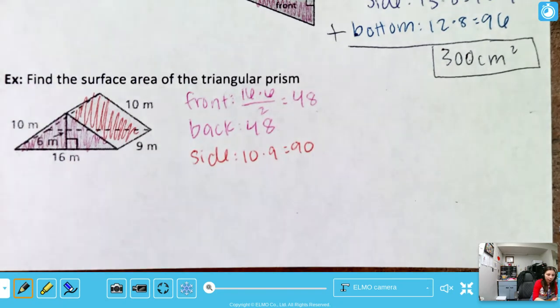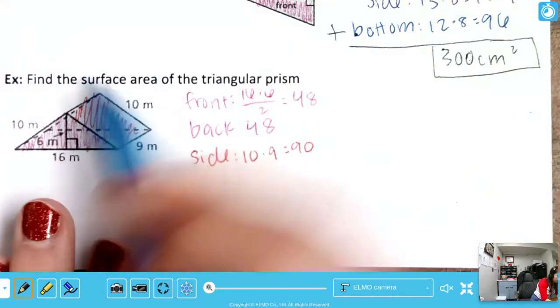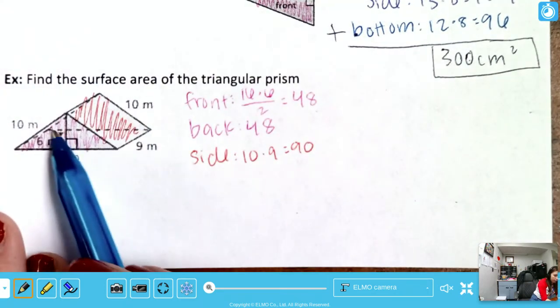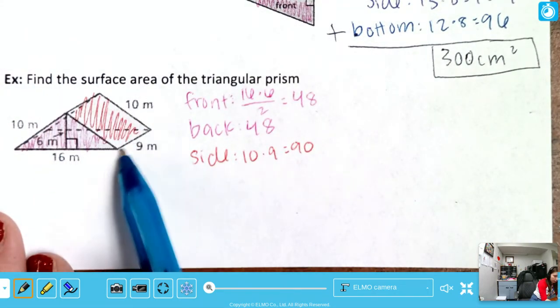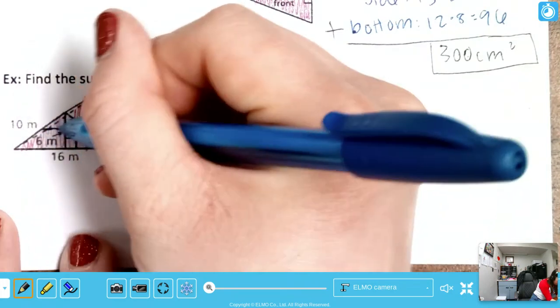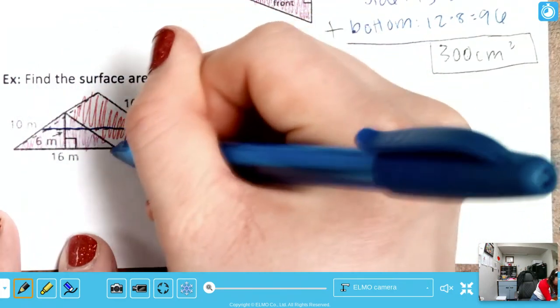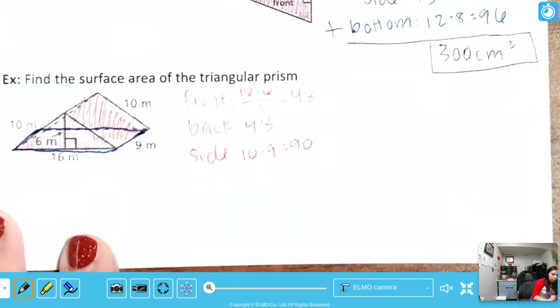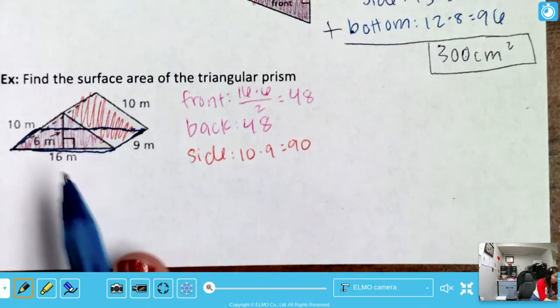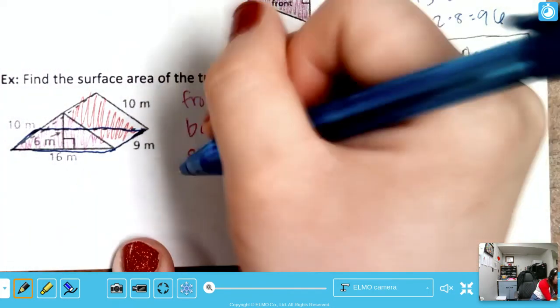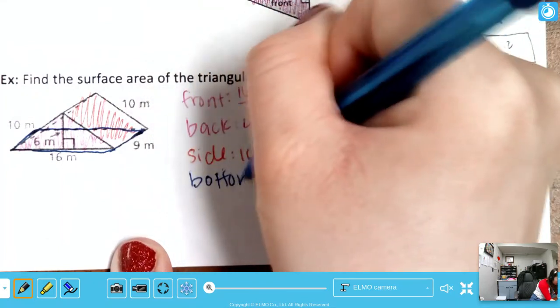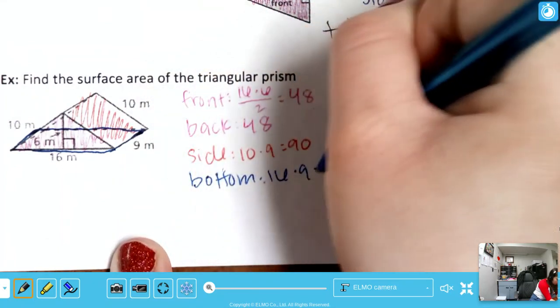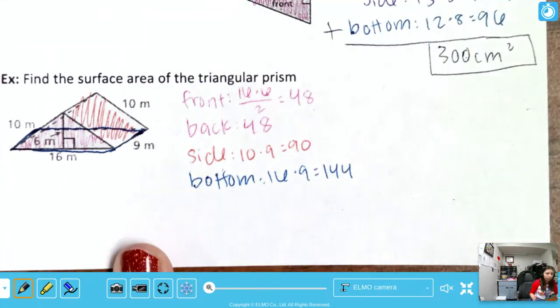Next, I'm going to do the bottom because I feel like I can see that one maybe a little bit better than the others. The bottom, we can see that part of it's that dotted line, right? It's this rectangle on the bottom here. I'm going to trace it in blue so that you can kind of see where this is. Okay, now what are its length and width? That would be 16 and 9. So I'm going to multiply 16 by 9 to get 144 for the bottom.